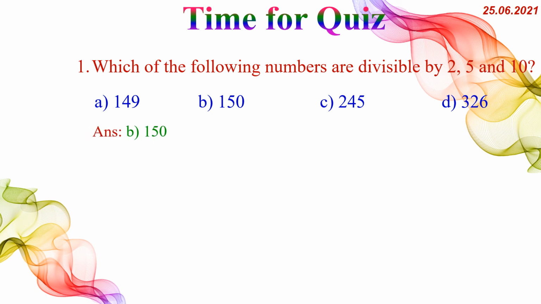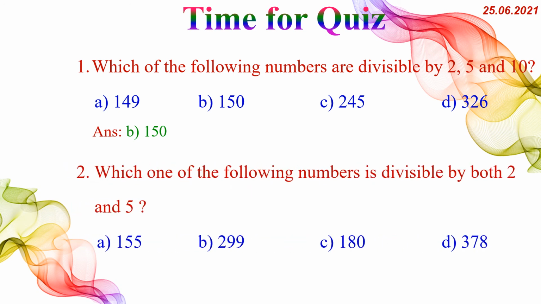So the answer is, what is that? B, 150. Second one: which of the following numbers is divisible by both 2 and 5? The options are 155, 299, 180, 378. A number divisible by both 2 and 5 ends in 0. So which number ends in 0? Very good. Option C, 180.